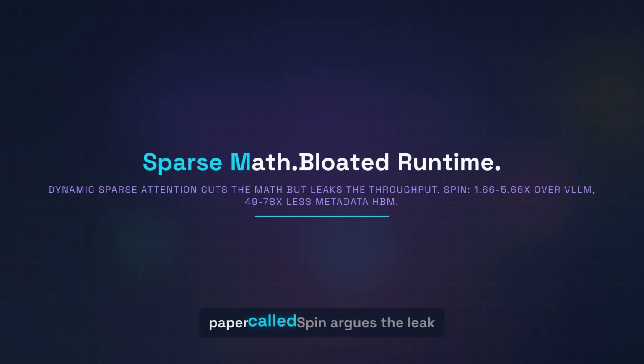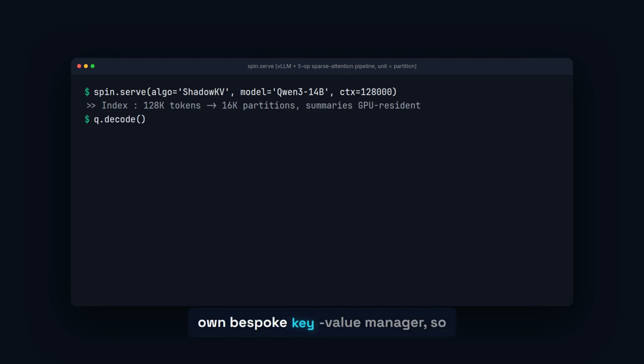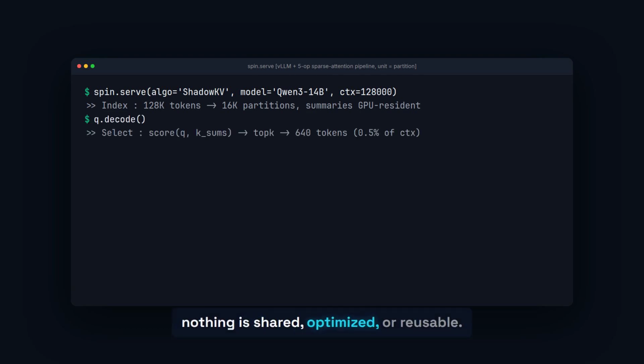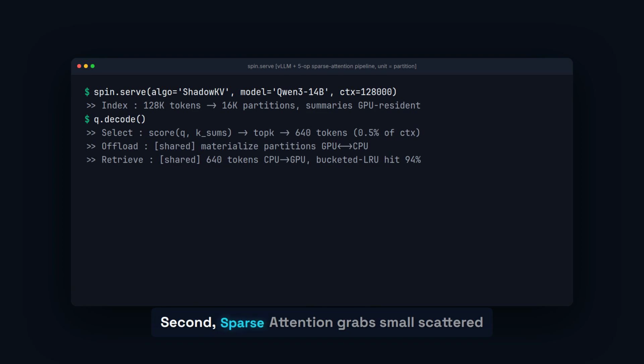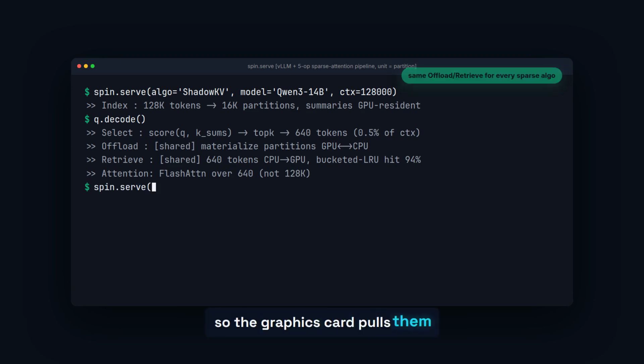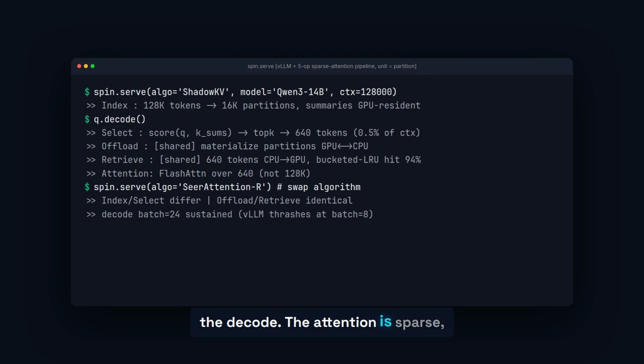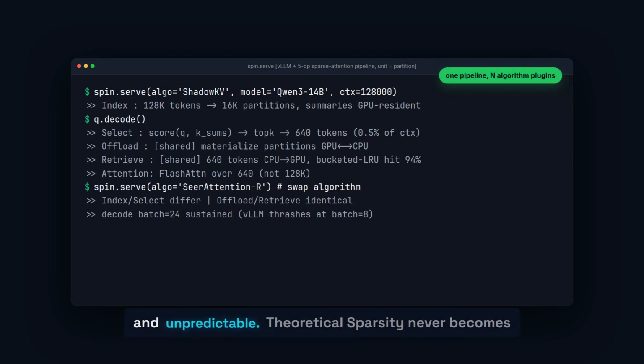A 2026 paper called Spin argues the leak is not in the attention math, it is in the runtime. Two failures erase the sparsity win. First, every new sparse algorithm ships its own bespoke key value manager, so nothing is shared, optimized, or reusable. Second, sparse attention grabs small scattered token subsets that change every step, so the graphics card pulls them across the bus in irregular bursts that waste bandwidth and stall the decode. The attention is sparse, but the data movement is bloated and unpredictable. Theoretical sparsity never becomes real throughput.